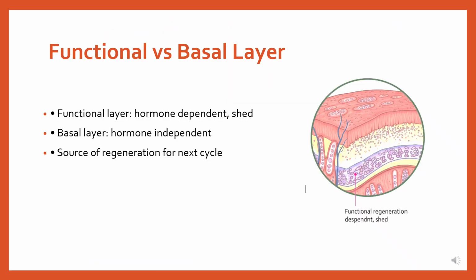The endometrium consists of a functional layer and a basal layer. The functional layer is hormone-dependent and undergoes cyclical proliferation and shedding during menstruation. The basal layer is hormone-independent and remains intact during menstruation, serving as the source for endometrial regeneration. Damage to the basal layer, as seen in Asherman syndrome, prevents normal regeneration and leads to menstrual abnormalities.